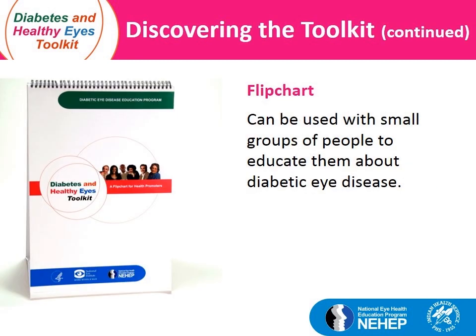We're going to start with the largest and most obvious resource in the toolkit, and that's the flip chart. It's a large flip chart that can be used with small groups of people to educate them about diabetic eye disease. The flip chart covers 8 very important topics. We start with the risk factors for developing diabetes. We also discuss diabetes and eye complications, the anatomy of the eye and its function, and then we talk about the dilated eye exam, and we take a closer look at each of the eye diseases and conditions.